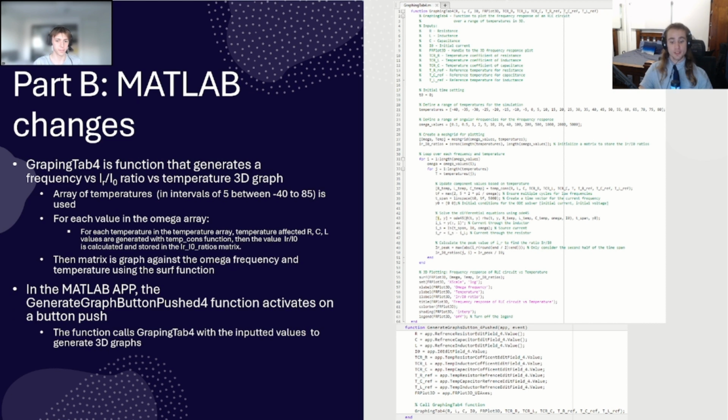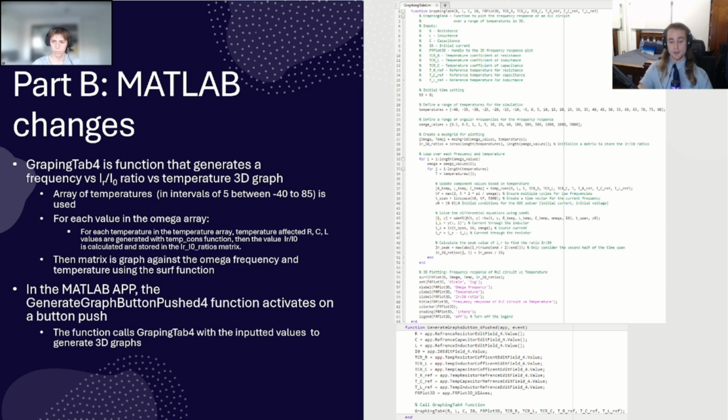Graphing tab 4 is a function that generates a frequency versus current over resistor versus initial current ratio versus temperature 3D graph. An array of temperatures in intervals of 5 between negative 40 to 85 is used. For each value in the omega array, temperature affected R, C, and L values are generated with the temp const function. Then the value of initial current over resistor and current over initial current is calculated and stored in the IR over I0 ratios matrix. Then the matrix is graphed against the omega frequency and temperature using the surf function.